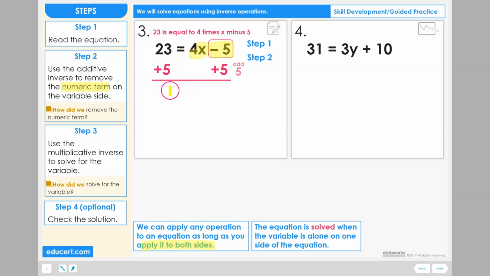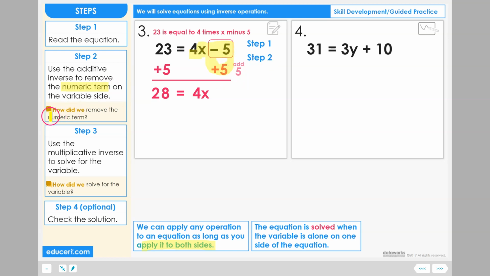23 plus 5 equals 28, and 4x minus 5 plus 5, minus 5 plus 5 equals 0, leaving us with just 4x on the right-hand side of our equation. Step 2 is now complete. We have removed the numeric term on the variable side by using the additive inverse.